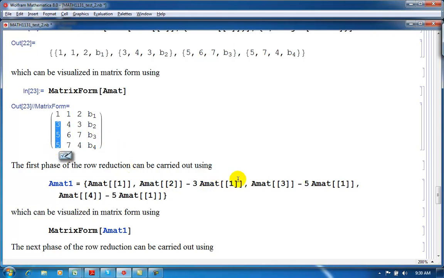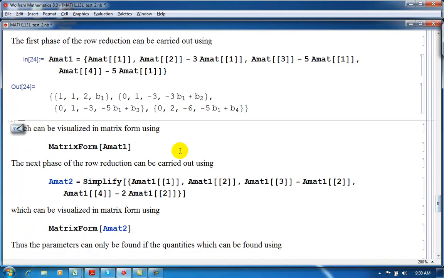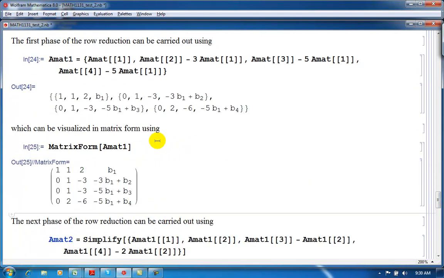So we can do that here, and then we can check that that looks okay, and there it is, and you have indeed got zeros down. And now the second phase is we want to subtract this row from this row. That will give us a 0 here, and twice this row from this row, and we can do that.